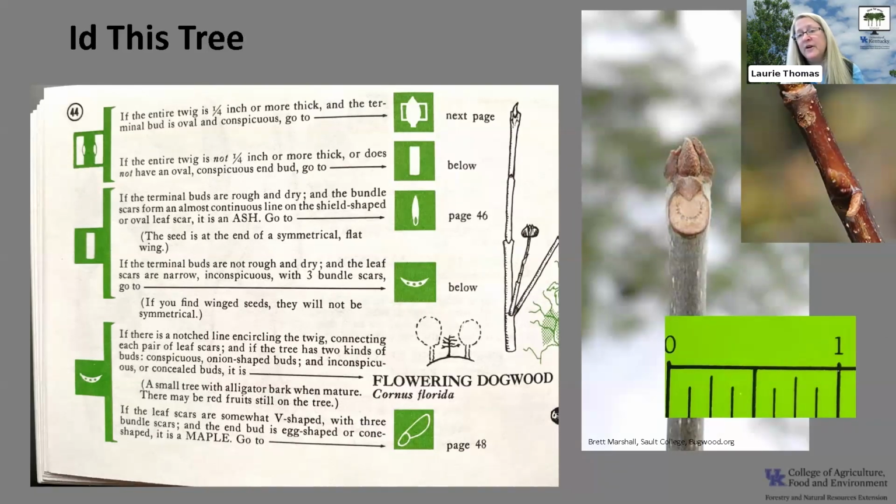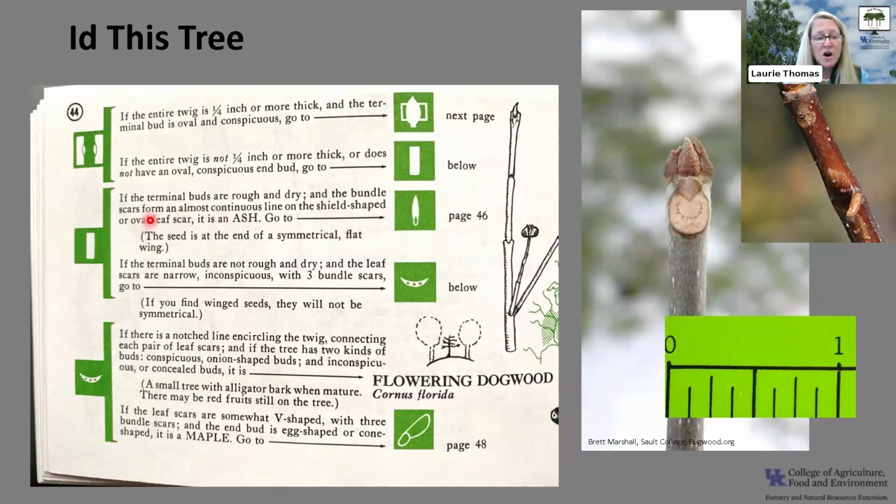Like, it looks very much oval shaped, whereas ours look like little cones kind of stacked together there. So if the entire twig is not a quarter of an inch or more thick and it does not have an oval terminal bud, we want to go below. So now it's asking us a little bit more if the terminal buds are rough and dry. This is our sample here. Ignore that, that was just to let us know what an oval bud looks like. But our terminal buds look pretty rough and dry.